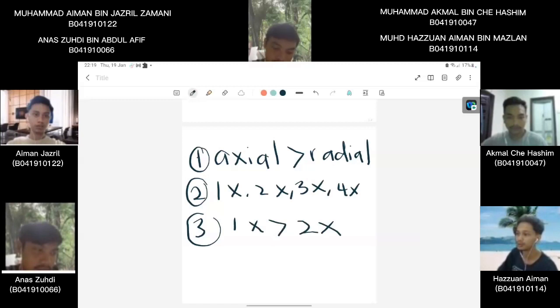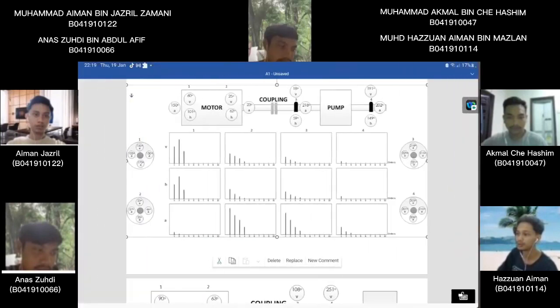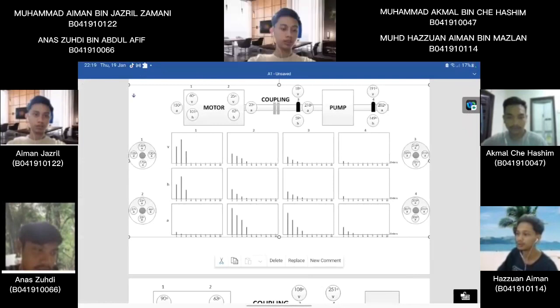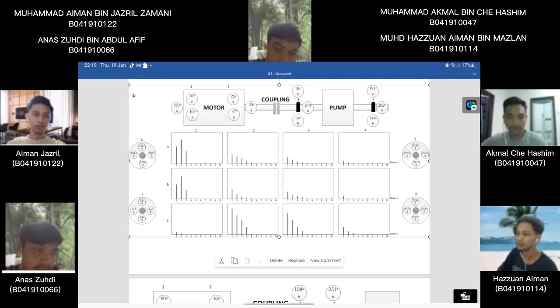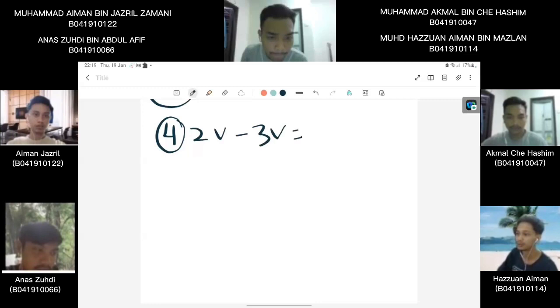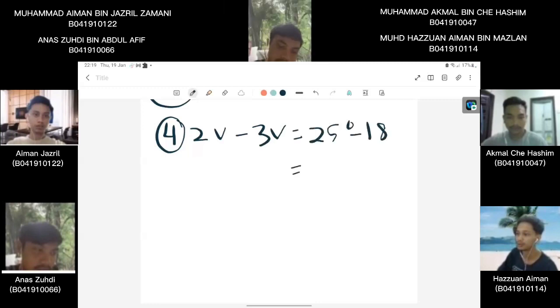Okay. And the fourth criteria, what do you think, Aiman? We have to find the phase difference. So 2B minus 3B, yeah? Yes, good job, Aiman. We find the phase difference. So the fourth is 2V minus 3V, which is 25 minus 18, right? So we got 7 degree.